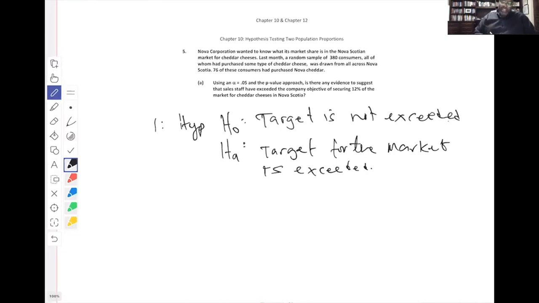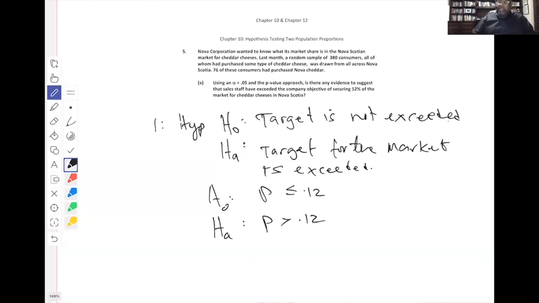So if the target is not exceeded, H0, that means the population proportion, which is the market share, should be less than or equal to 12%. If they've exceeded their target, then the true proportion should be greater than 12%. All right, any questions? If you have questions, let me know. So that's the first step.